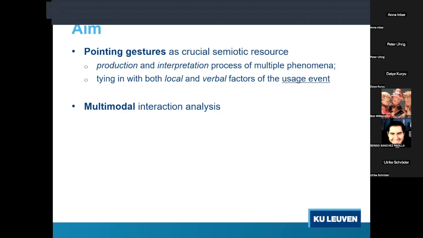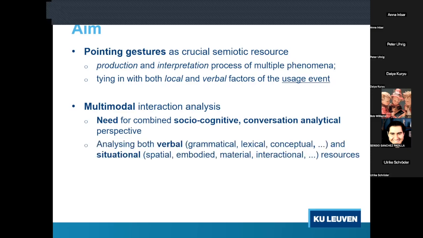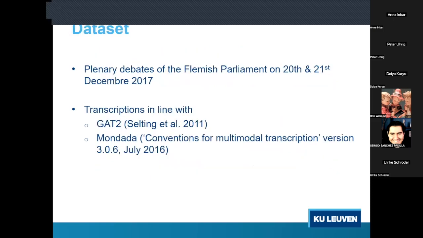Okay, so I'm really advocating a multimodal interaction analysis, saying that we need a combined socio-cognitive conversation analytical perspective, where we analyze both verbal and situational resources. And on a more technical note, in terms of construction grammar, linguists should take into account gestures if they try to analyze and identify separate linguistic constructions, let's say multimodal constructions, but I'm going to leave that out of our discussion and our talk today.